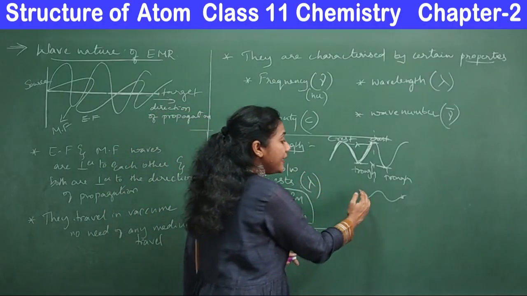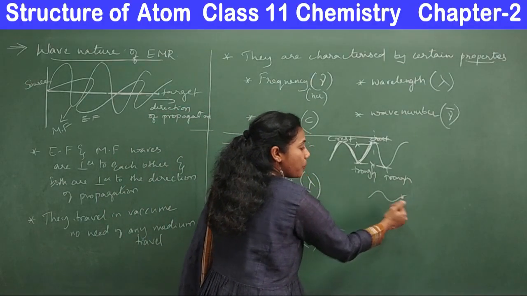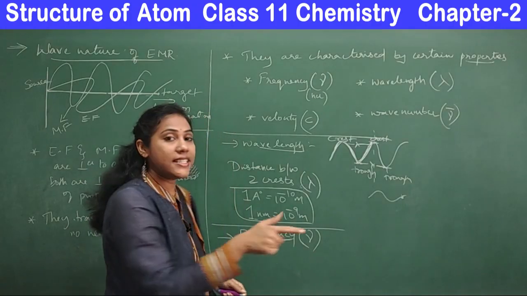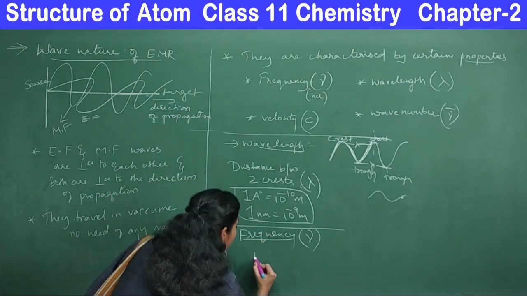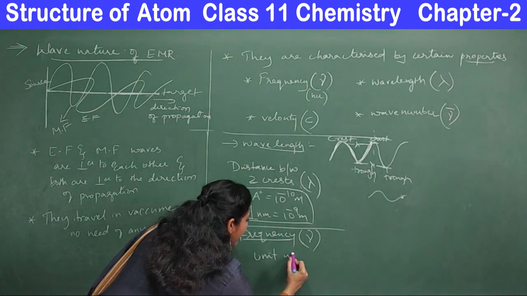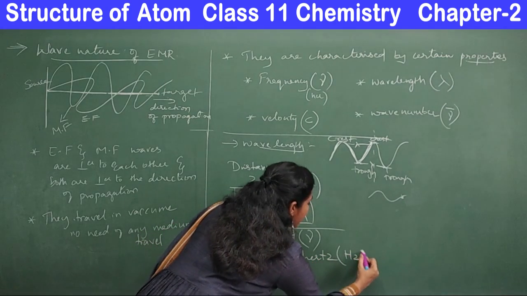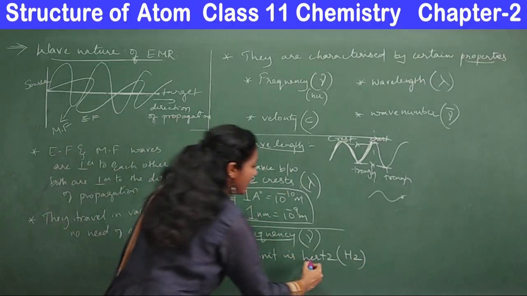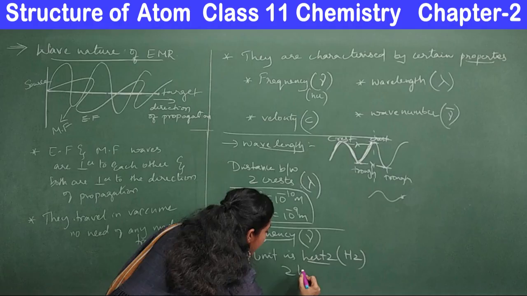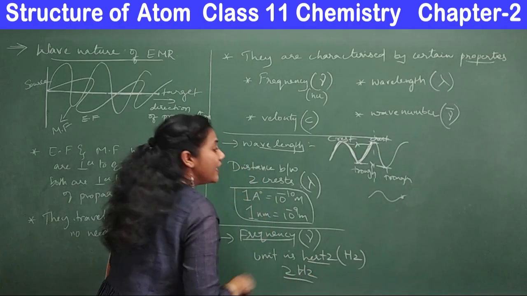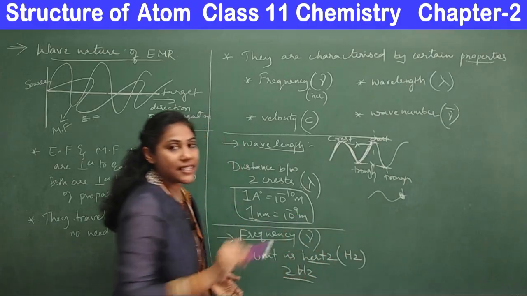Say in 1 second, if two waves are passing this point, we call it a frequency of 2 hertz. Hertz is the unit of frequency. So whenever I say 2 hertz, what do you mean by 2 hertz? It is 2 waves passing a particular point in 1 second.